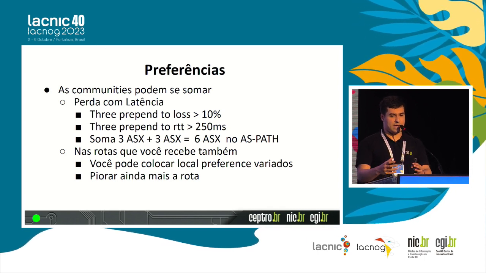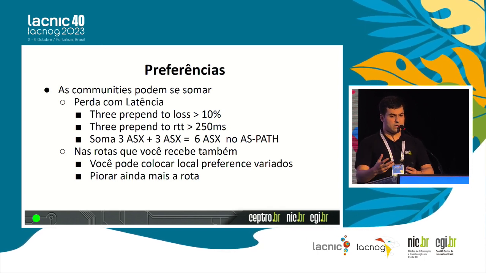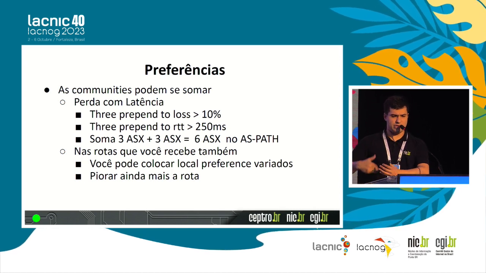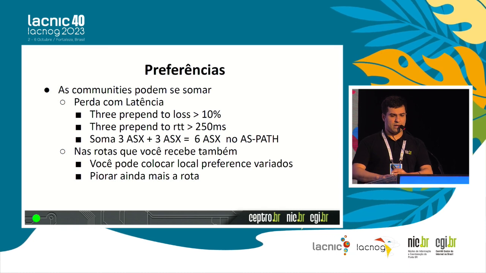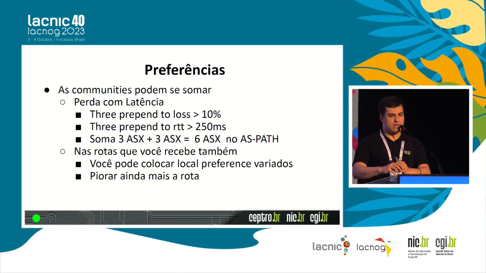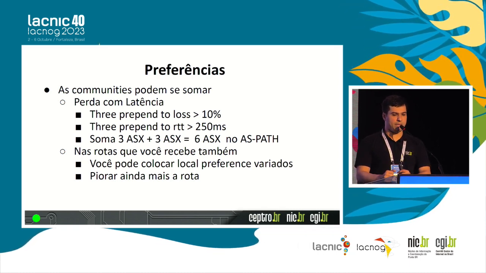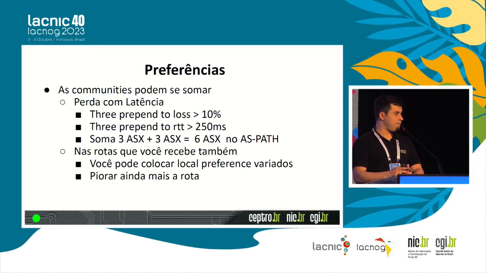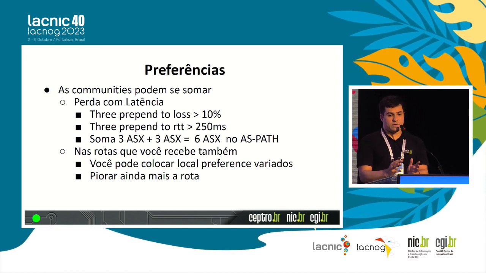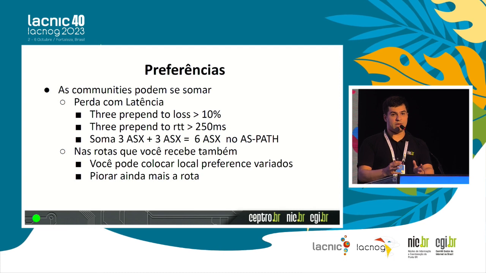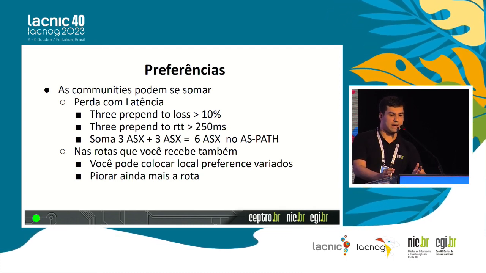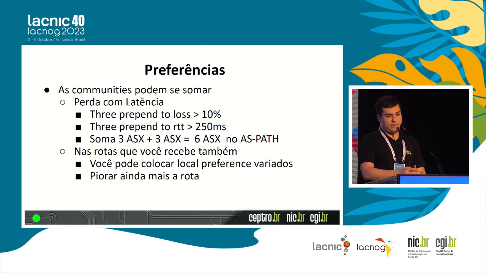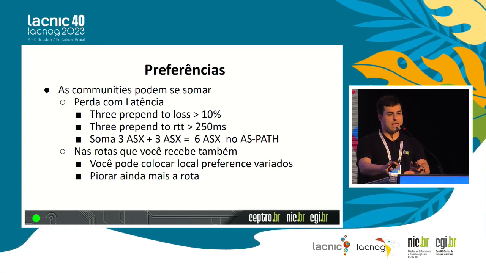Now, the routes that you receive, in these cases, you consider having other local preferences. You might have communities that include a local preference stating that you have almost non-existent priority or very low for that path. So that route can be even worsened. So these are some of the preferences that you consider when you are communicating with several traffic exchange points.